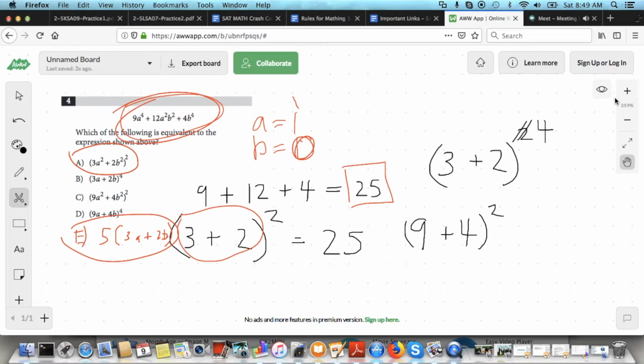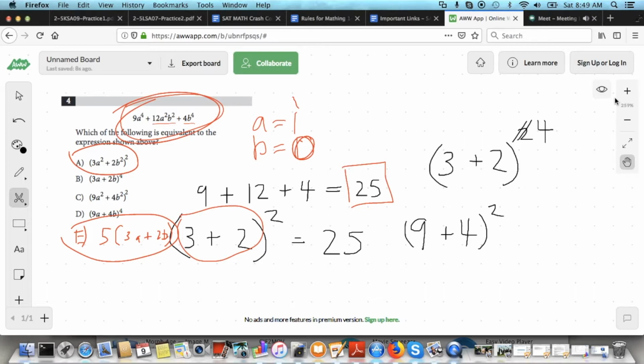Well, 0 times anything is 0, right? So anything with a B is going to be 0. So the expression is just going to be 9, if A is 1 and B is 0. Does that make sense, guys? Any questions about that, or does that make sense?